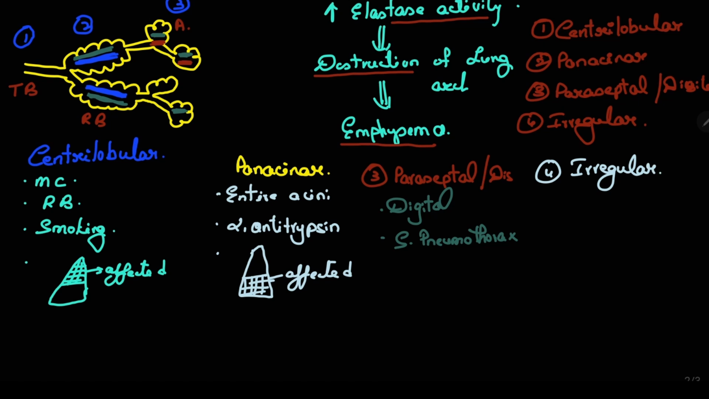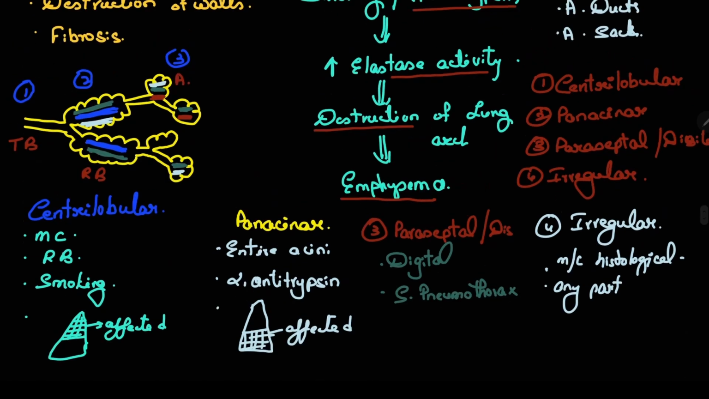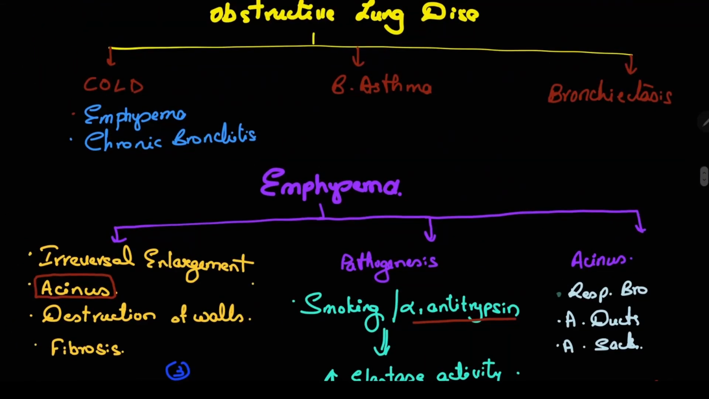What is irregular? Irregular enlargements. So enlargement may be in the respiratory bronchioles or alveolar sac or alveolar ducts. Okay. It is irregular. So it is the most common histological type. And here any part of the lung can be affected, any part, because it is irregular. I hope you understand. So this is all about the emphysema.